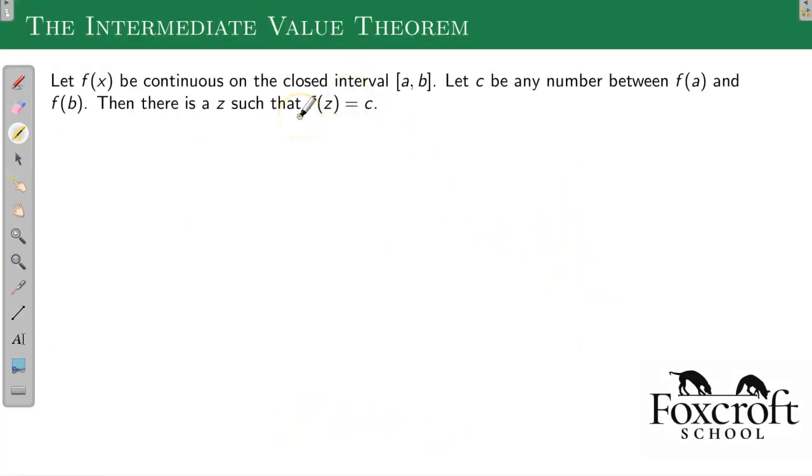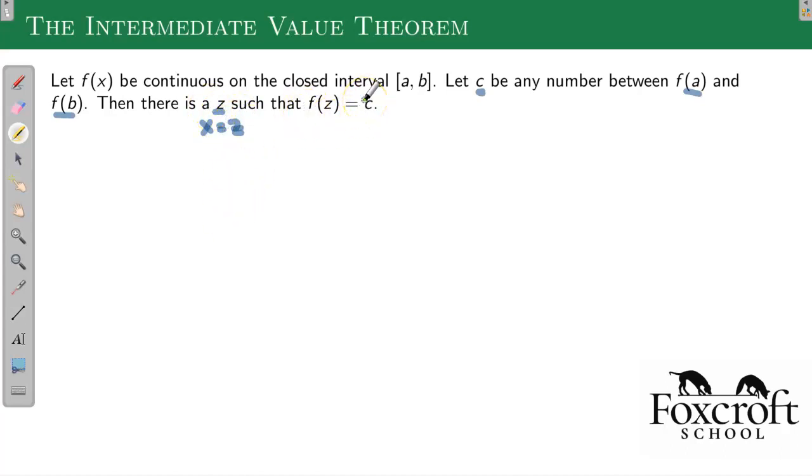All right, so what does the intermediate value theorem say? We have a continuous function, so it has to be continuous. If it's not continuous, you can't do the intermediate value theorem. If we have any number c between f of a and f of b, there's some x value where if I plug that into my function, I get c.